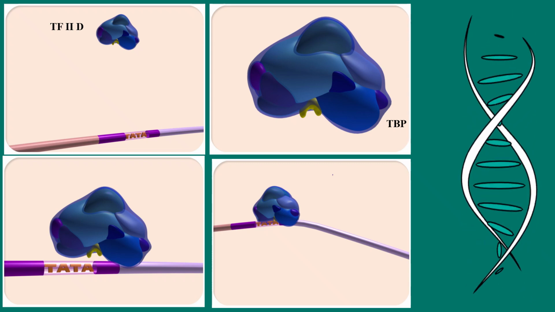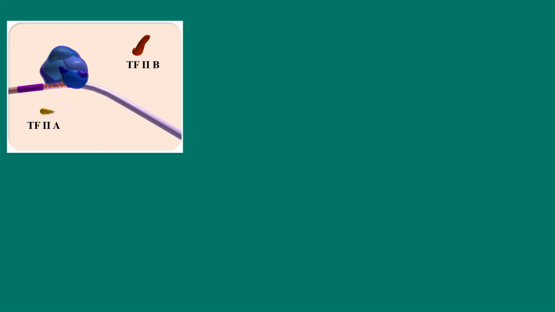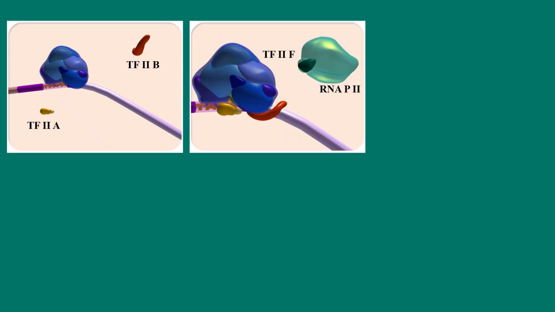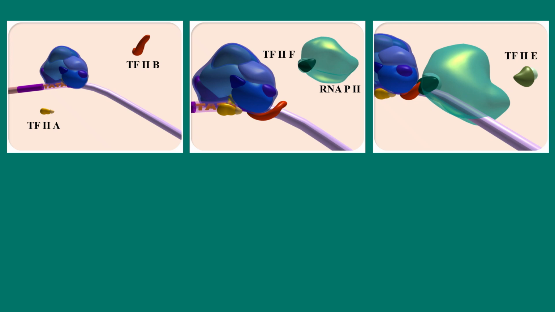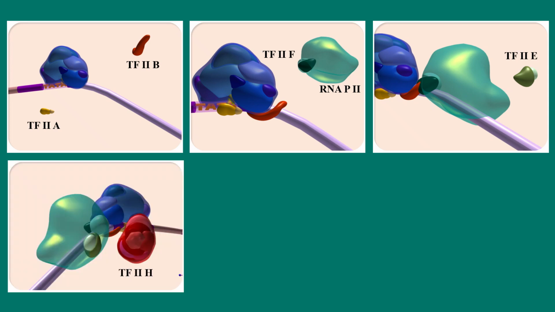The other transcription factors that come and bind are transcription factor 2A and transcription factor 2B. After that, RNA polymerase 2 is carried to the TATA region by transcription factor 2F. So transcription factor 2F together with RNA polymerase 2 will come and bind to this region. Then it is followed by the recruitment of transcription factor 2E, which comes and binds to this complex. Transcription factor 2E basically provides the docking site for transcription factor 2H.